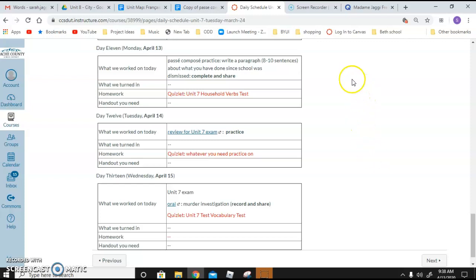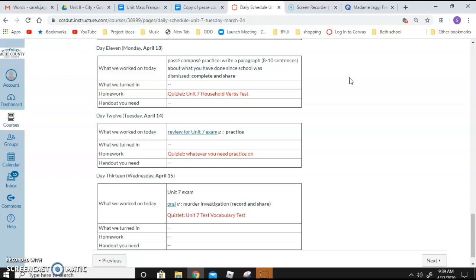Today, your assignment is to write a paragraph in past tense, just simple sentences about what you have done. So, I have stayed at home. My family watched a movie, things like that. Nothing complicated, but just to get practice with writing in past tense. Remember that you have to have a helping verb, either avoir or être, plus the past participle. And if you're using être, the past participle has to match, agree with the subject.